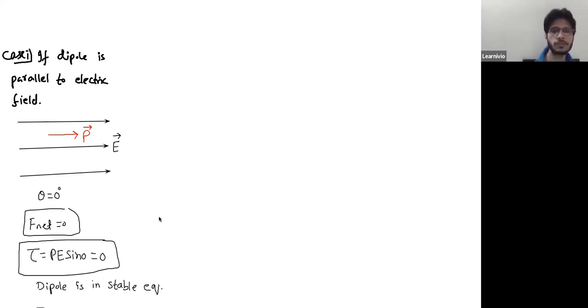Stable equilibrium means net force is 0. Yeah, net force is 0, that's equilibrium. There was one more condition of stable equilibrium. Oh yeah, the body will regain its position. It will regain its equilibrium position.